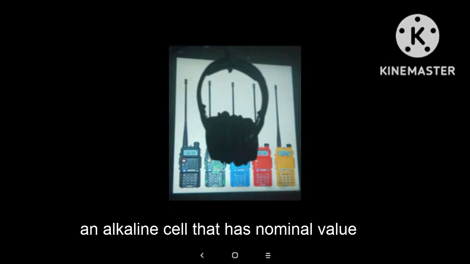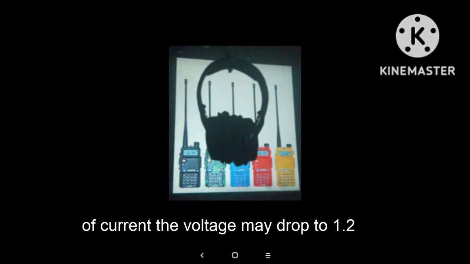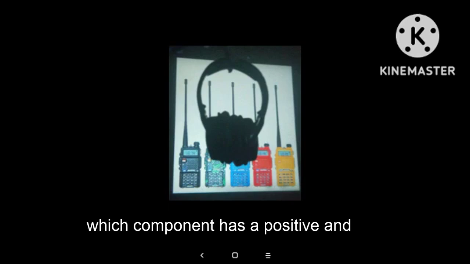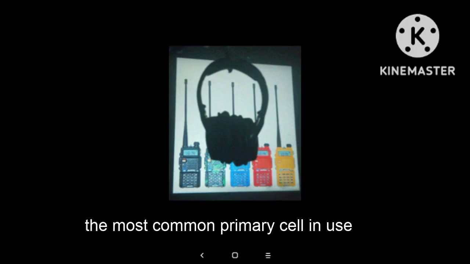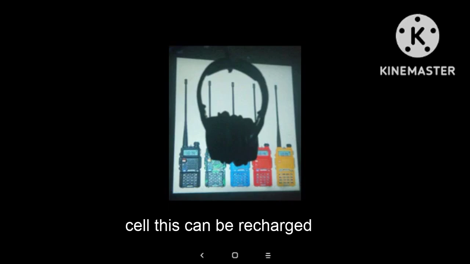Number 5. An alkaline cell that has a nominal value of 1.5 volts, when supplying a great deal of current, the voltage may drop to 1.2 volts. This is due to the cell's internal resistance. Number 6. Which component has a positive and negative side? A battery. Number 7. The most common primary cell in use today is the carbon zinc or flashlight cell. This can be recharged. Never.